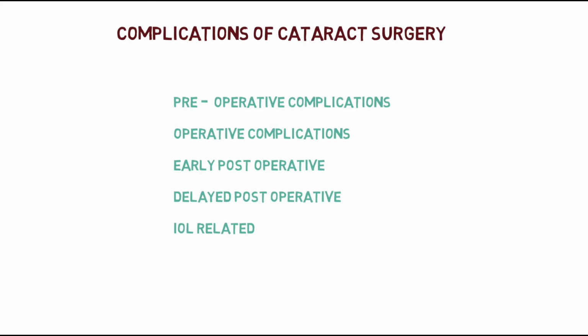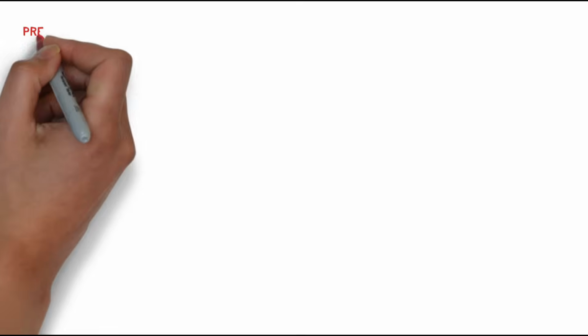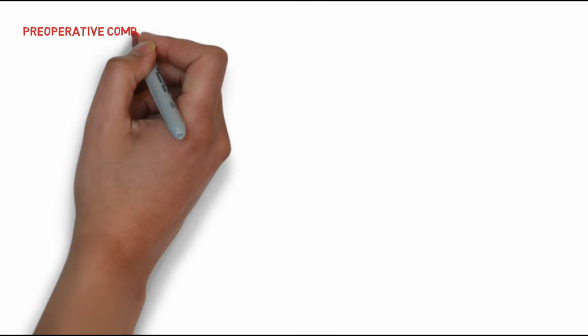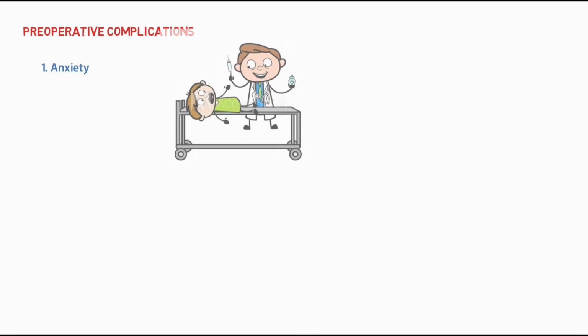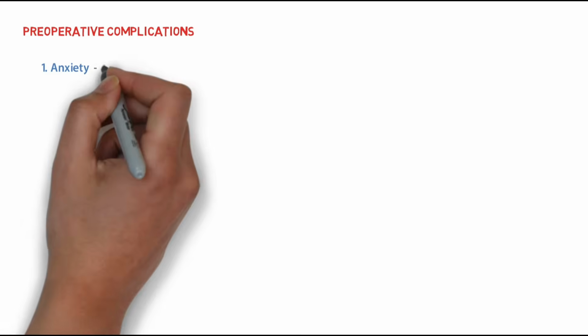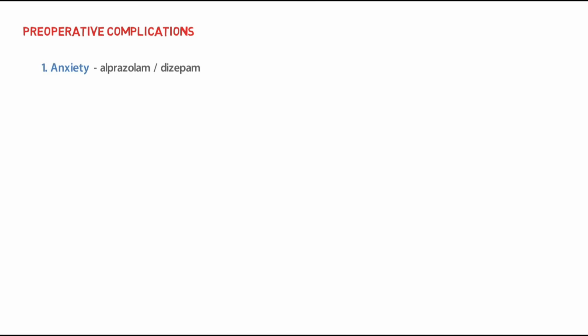In this lecture, we will go through all the complications, but we will focus only on those which are important for your PG preparation or from your examination point of view. So the first one is pre-operative complications, in which the first one is anxiety. It occurs due to fear and apprehension of the operation, so we can use drugs like alprazolam or diazepam to alleviate such symptoms.